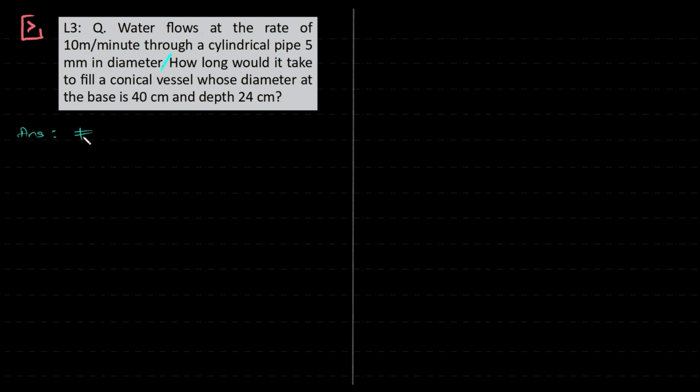First thing first, we'll need a diagram. So we have quite a few things to convert in terms of units. So we have a pipe. Then we have a cone which has been filled.